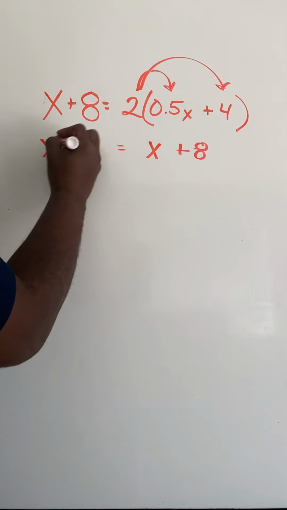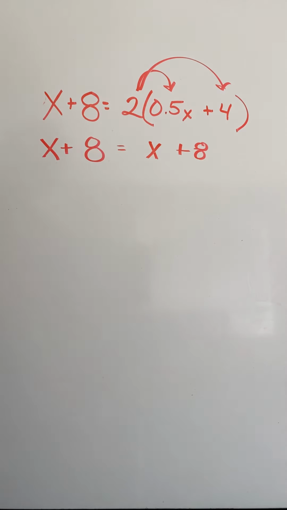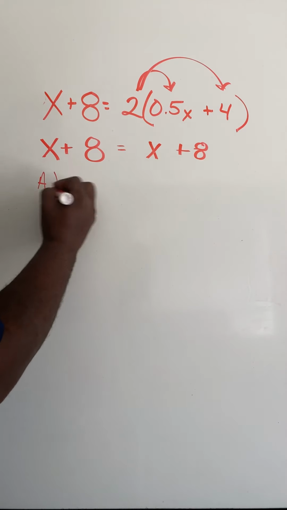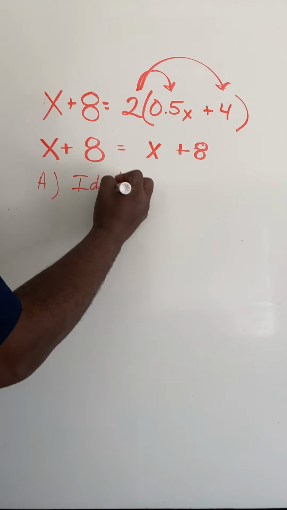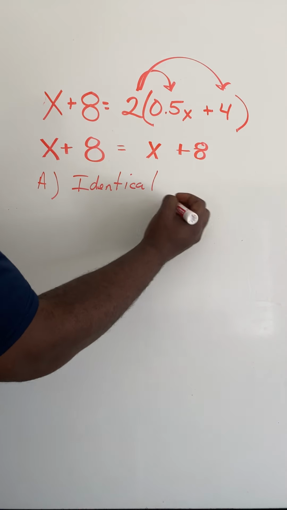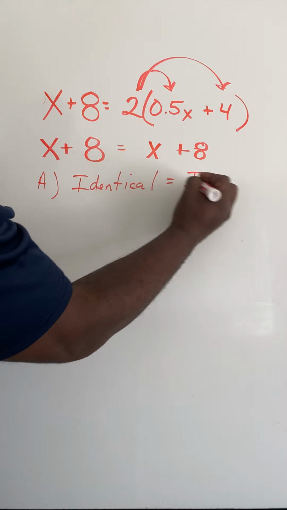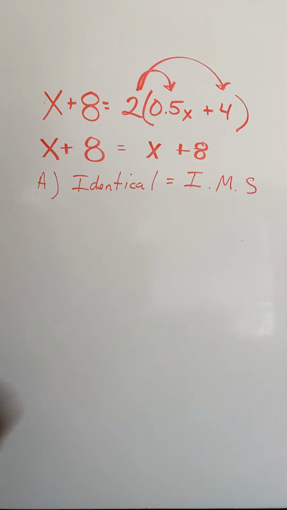So what they asked after you distributed, question A said, what do you notice about the final equation? Well, for A, what I notice is they're identical. And because they're identical, I know that means there are infinitely many solutions to this equation. So then the next one said, substitute several different values for x into the original equation.